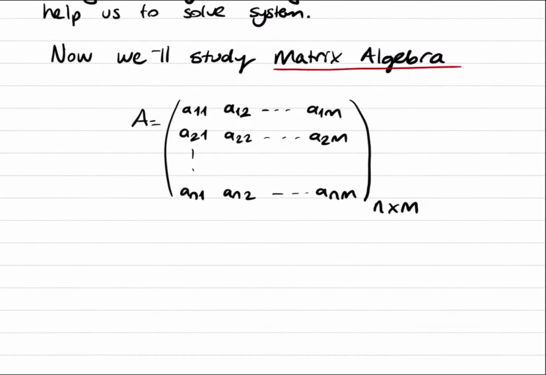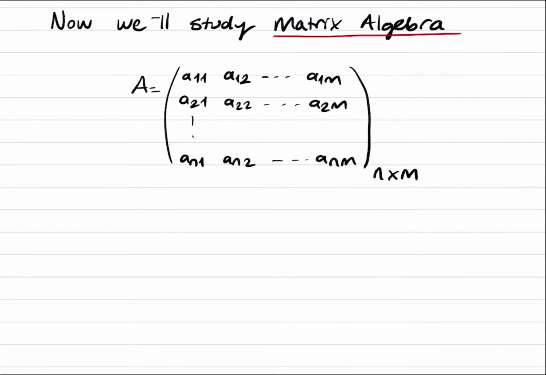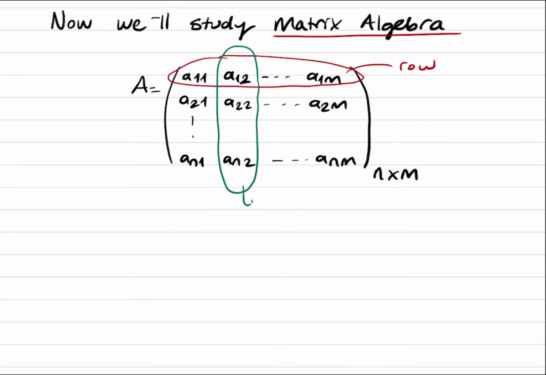Okay, let's start with the definition. We are given a matrix A. This is an n by m matrix. Here we have, this is called the row of the matrix, and this is called the column of the matrix. So this is an n by m matrix: we have n rows and m columns.